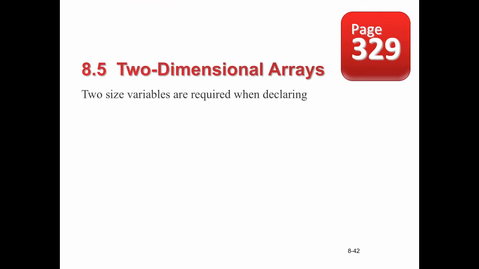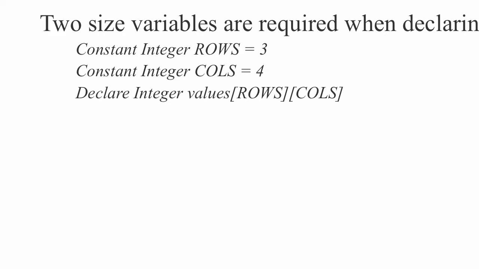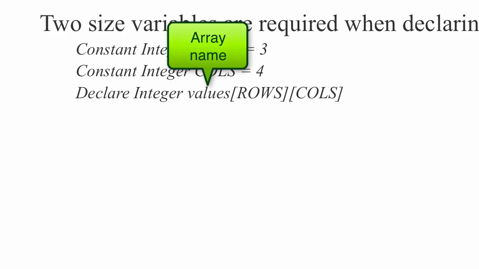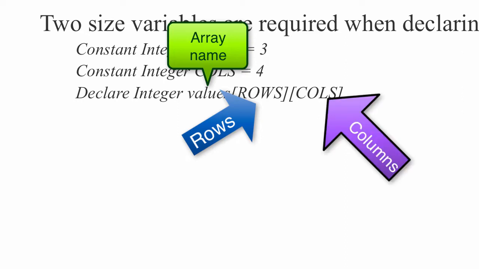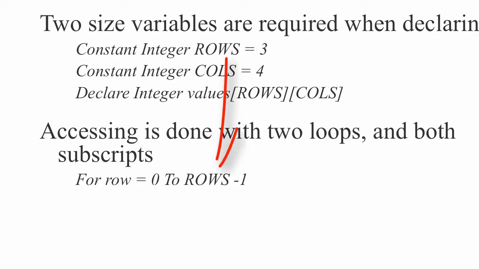If we look at a 2-dimensional array, it's something that you have to declare. So you say, in this particular case, an integer called rows is going to be 3, and an integer called cols is going to be 4. And then we're going to say declare integer values, rows, columns. So at that point, we're actually going to use 2 loops. So for row equals 0 to rows variable minus 1. So remember, we start with 0, so that's the reason we've got that minus 1 in there, so we don't have that off by 1 error.